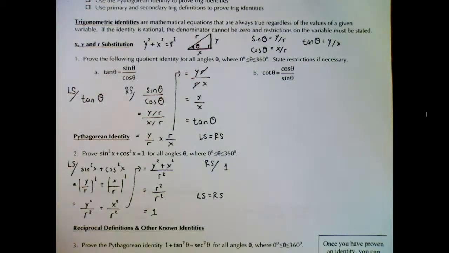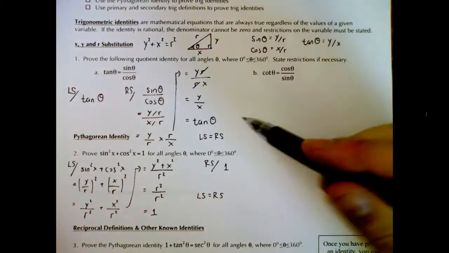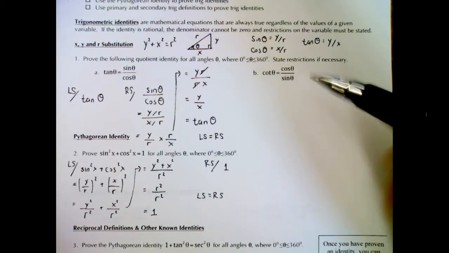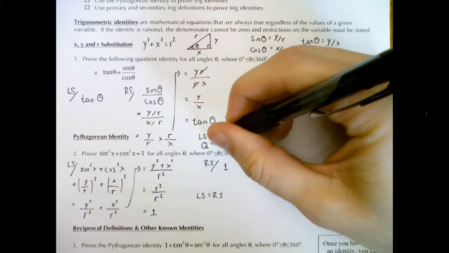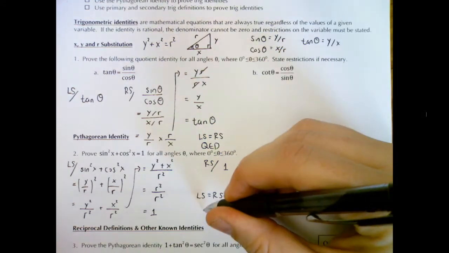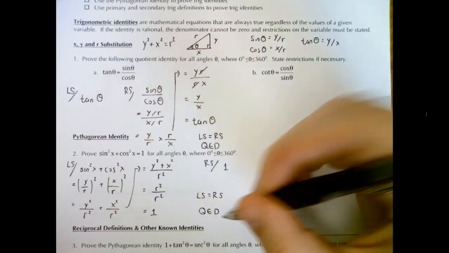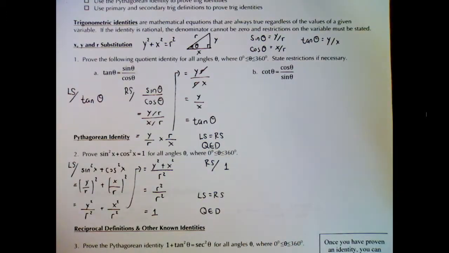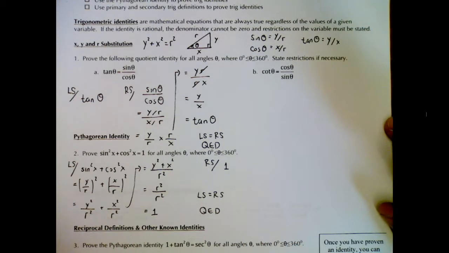And there's a designation that we can use to show that we've proved our identity. After we write our left side equals right side, we can write QED. And make sure you ask me in class what QED stands for, and I'll fill you in.